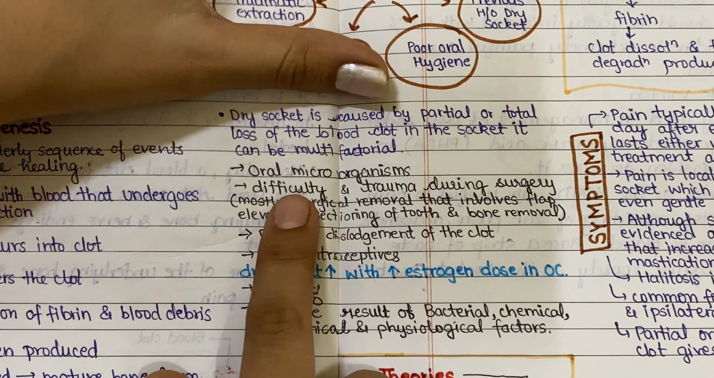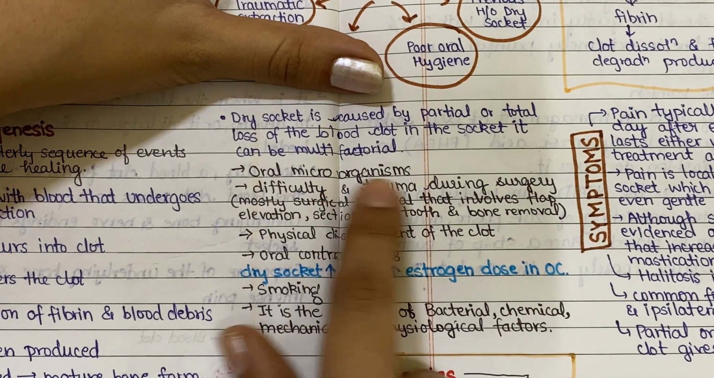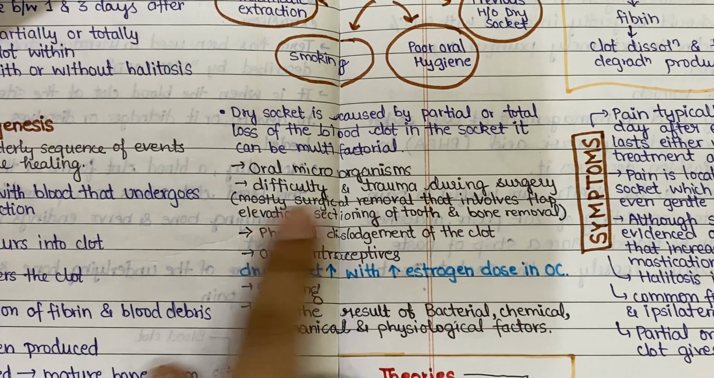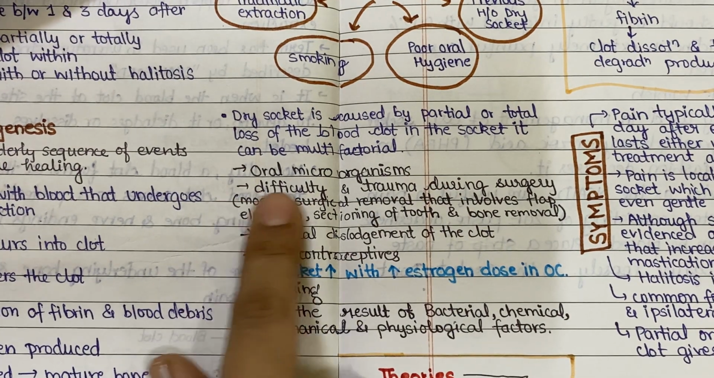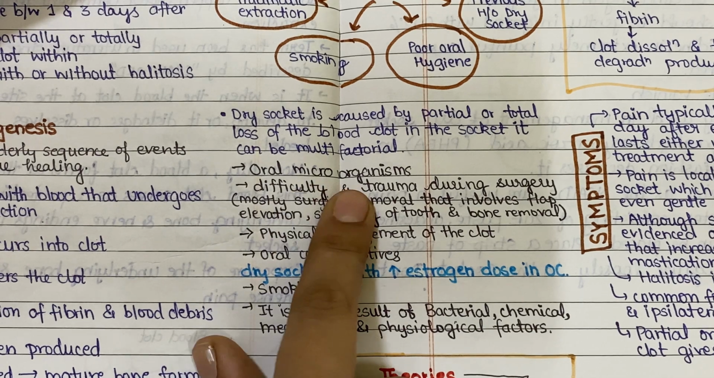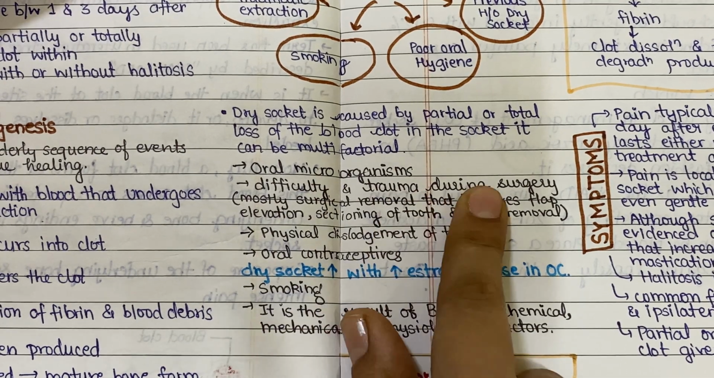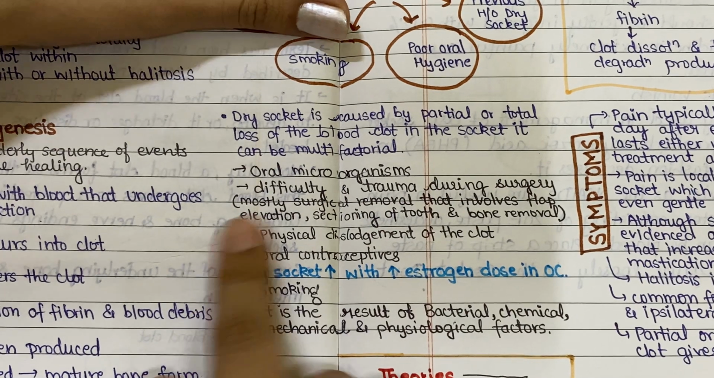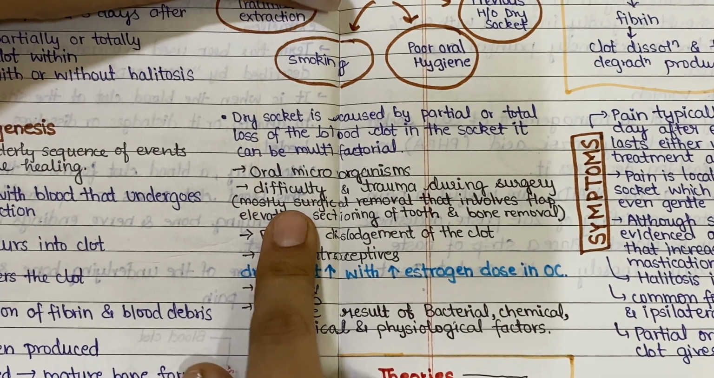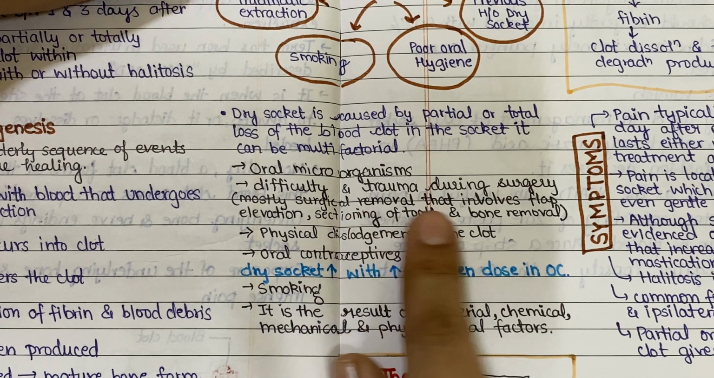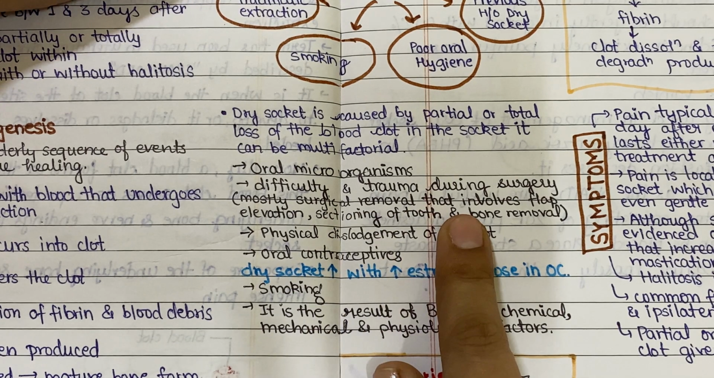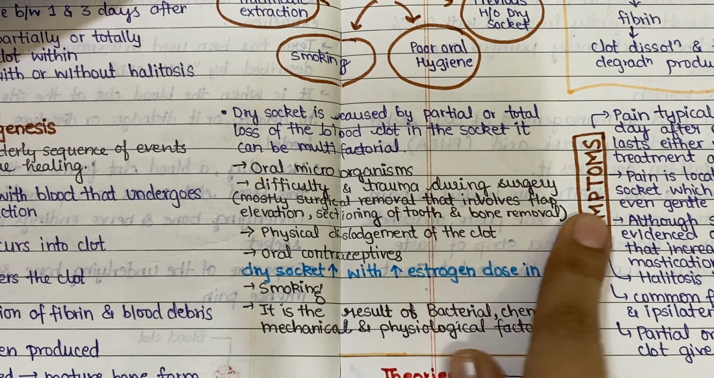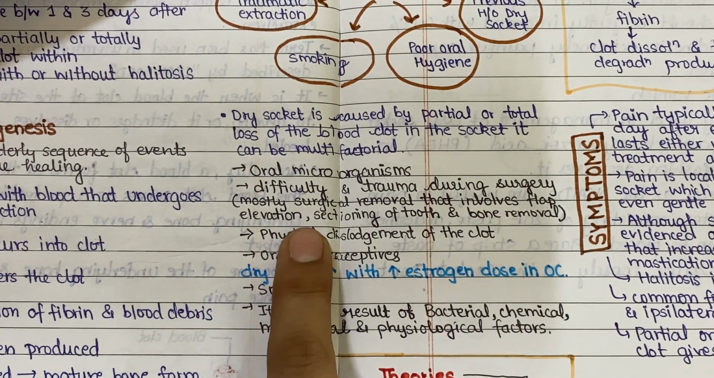As you know, in the post-operative instructions the patient is advised to avoid gargling and drinking with a straw. Basically, we don't want our clot to be dislodged. So if there is excessive irrigation, there can be dislodgement of the clot. And again, violent curettage may injure the bone. Next can be physical dislodgement of the clot. Physical dislodgement refers to things like drinking with a straw, spitting, or gargling.